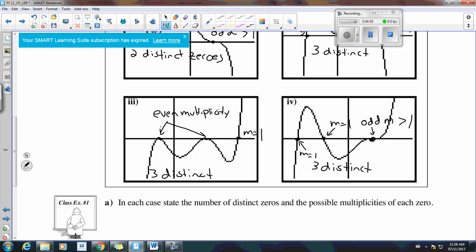So notice it doesn't matter what the graph is doing anywhere else. Just because it looks like the same shape as a parabola at a certain point doesn't mean we have another factor or another multiplicity. It's only what happens at the x-axis.